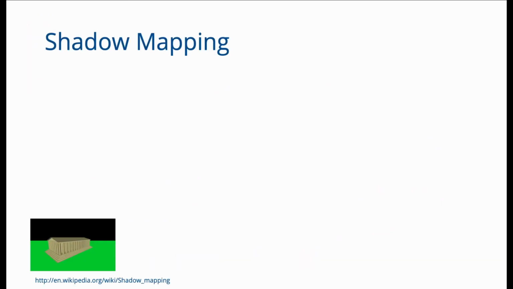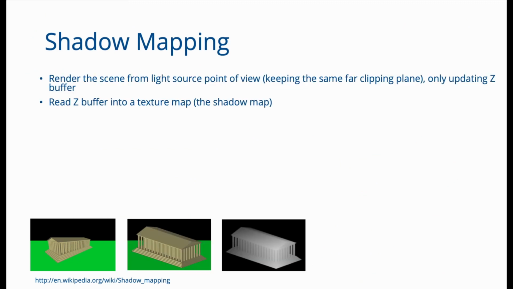So let us have a look at this again using a real rendered example. Suppose this is the scene that you want to render. In the first rendering pass, we render the scene from the point of view of the light source. You can see here that this is the view of the scene from the light source, and this is the Z buffer. So you store this to a texture.